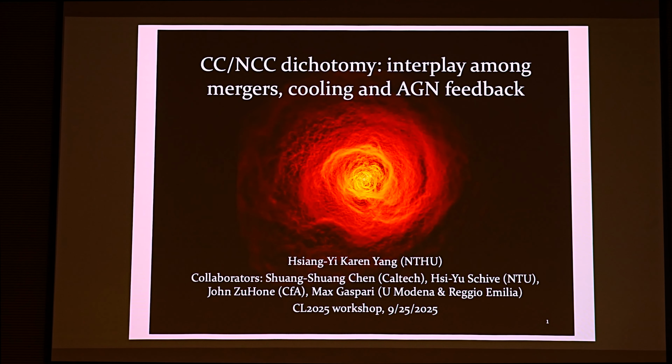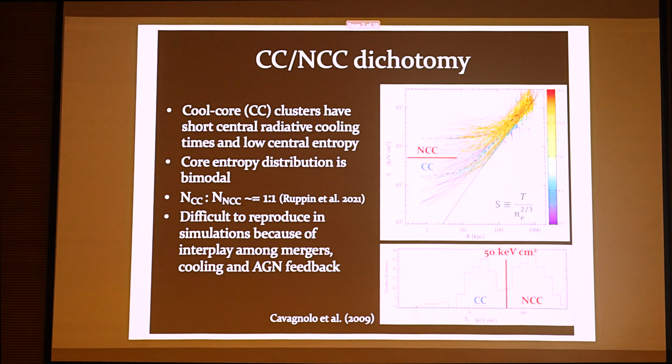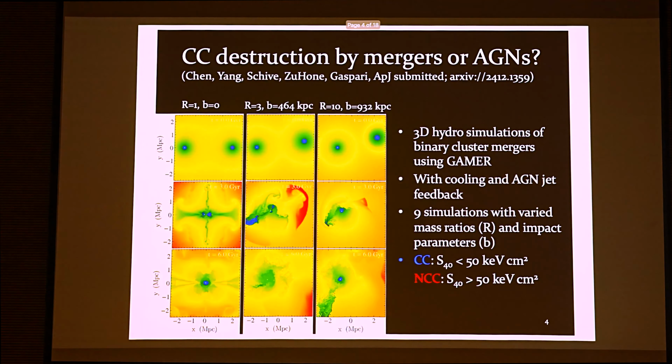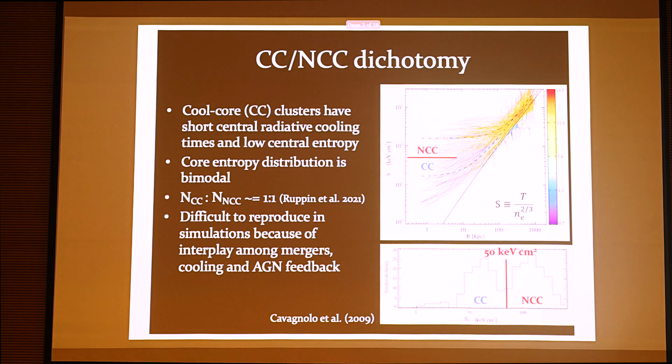And in this talk, I will be mainly focusing on our understanding of the cool-core and non-cool-core dichotomy. So first of all, let me give a background introduction. We know that in the universe, clusters are basically divided into cool-core and non-cool-core clusters. The cool-core clusters typically have very short central radiative cooling times, and because of radiative cooling, they usually present very low central entropy if we look at the entropy profiles within all clusters.